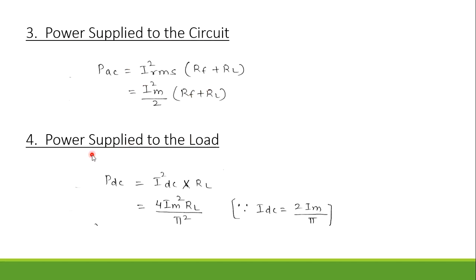Then we have the power supplied to the load, which is the DC power. So PDC is equal to I square DC into RL. Now IDC is nothing but I average, which we have already derived: 2 Im upon pi. Substituting here, we get 4 Im square RL divided by pi square. This gives the power supplied to the load, that is the output or DC power.